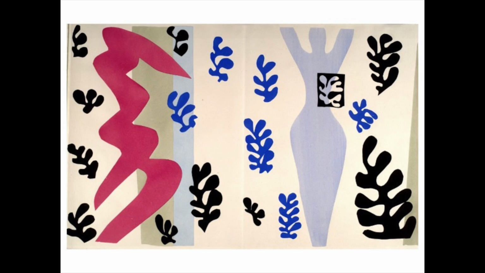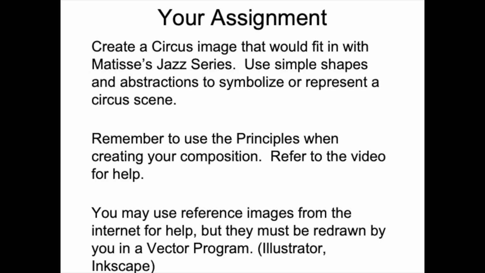What you want to do is create a circus project that is in the Matisse style. So these are a really good example of a few of his styles here. Your assignment is to create a circus image that would fit in with the Matisse Jazz series. Remember to use simple shapes and abstractions to symbolize or represent a circus scene. Remember to use the principles when creating your composition. Refer to the video if you need to for help.